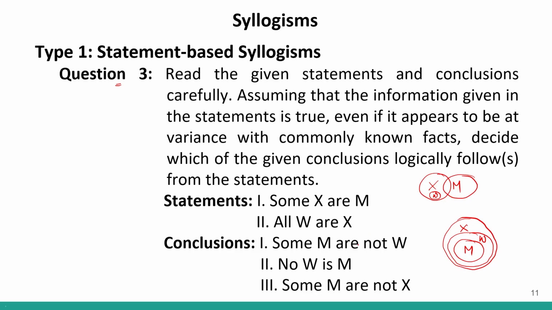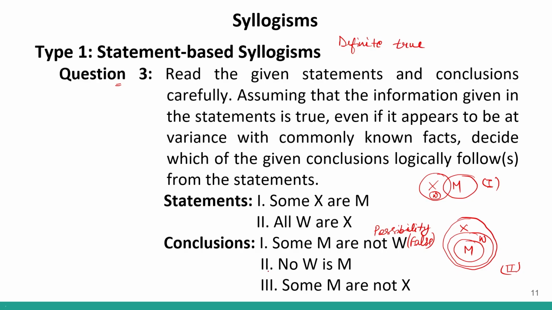Now let us look at the conclusion. Conclusion says some M are not W. But in the second possibility, this was the first possibility, this was the second possibility. In the second possibility, all M are W, correct? So this one is false because this is a possibility. This could be or could not be true. So we take only definite true conclusions. It can or cannot be true. Therefore, this will not be the answer.